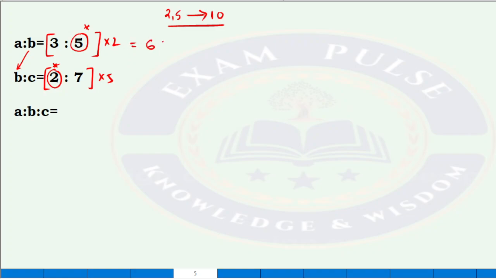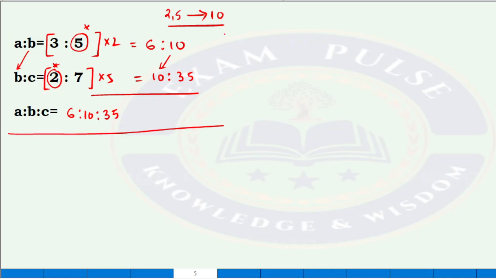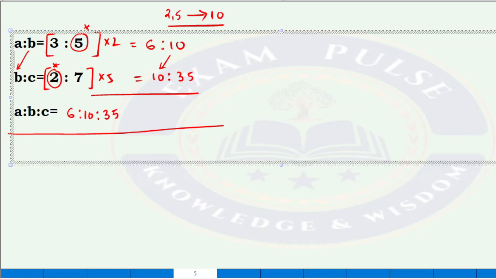2 3s are 6, 2 5s are 10. Now 5 2s are 10, 5 7s are 35. See, are they in continuity? Yes. Now what is my A is to B is to C? The answer will be 6:10:35.